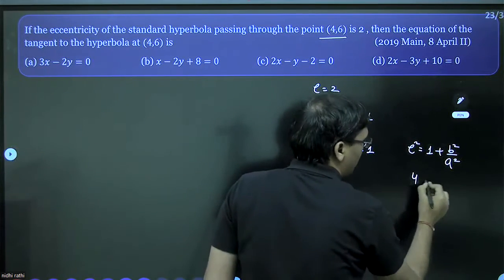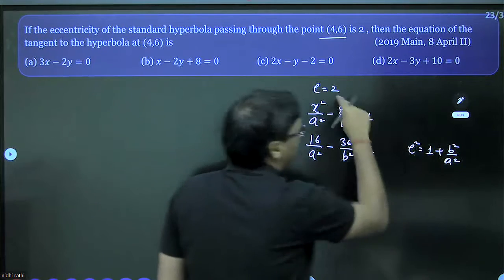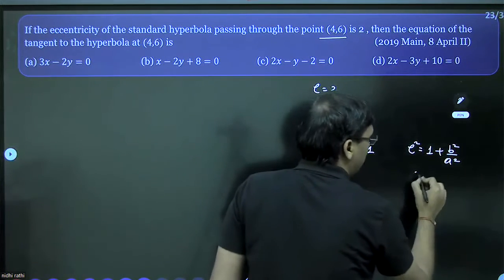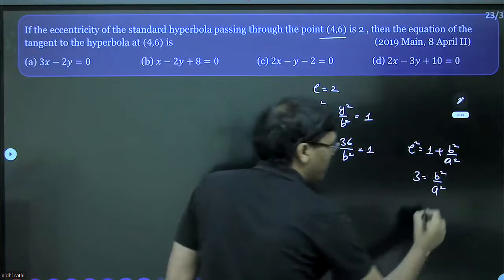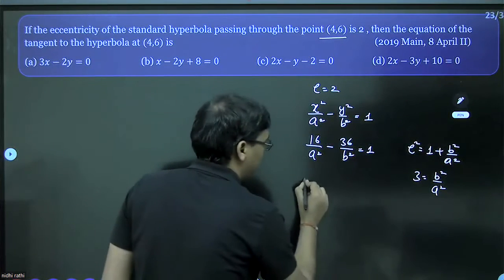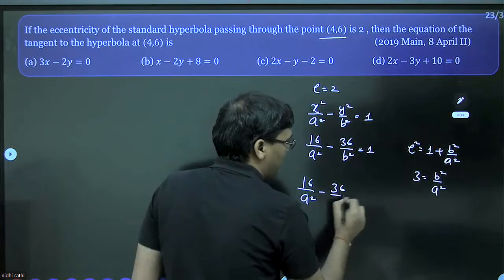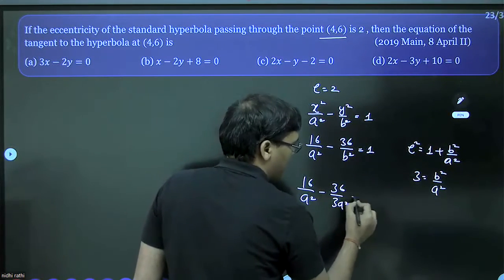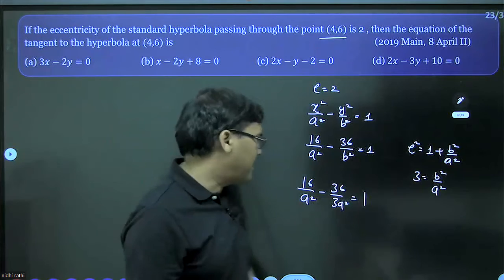This is 4, that is 3. You can say e = 2, so this will be 4. 4 − 1 = 3 = b²/a². So from this, what is b²? I can just simplify this: 16/a² − 36/b² = 1 with b² = 3a². Correct? You can just arrange this and get the answer, right?